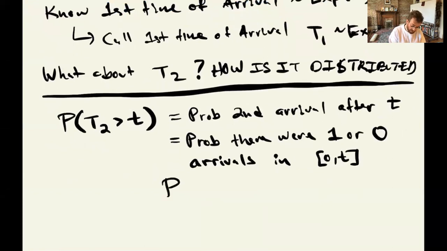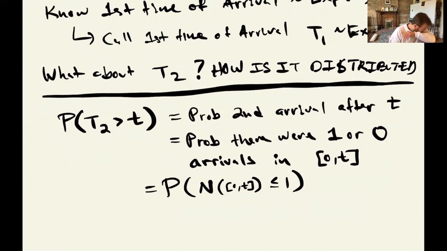So in other words, to use the notation I introduced on just the previous page, this is the same thing as asking that this number of arrivals random variable, which I'm calling n, in the window 0 to t is less than or equal to 1. And I specified that this is distributed as a Poisson with lambda t as its parameter.